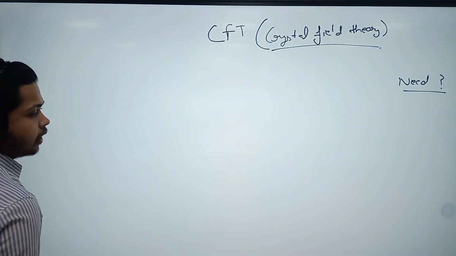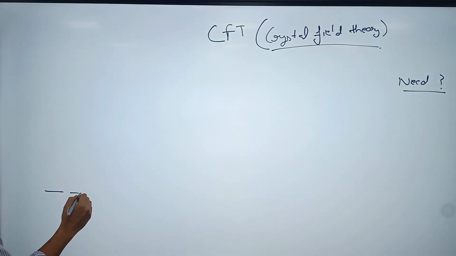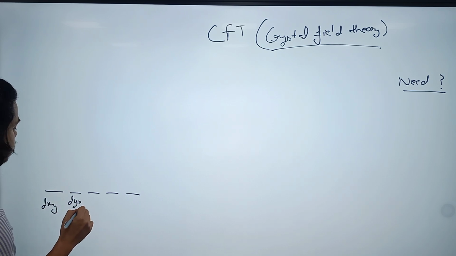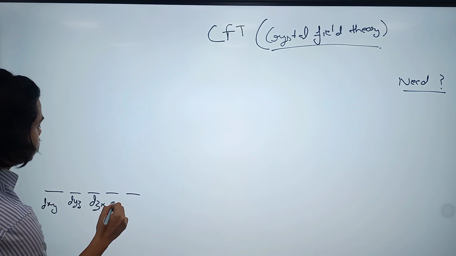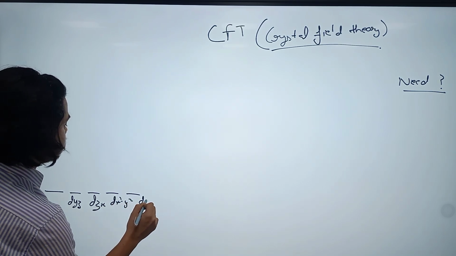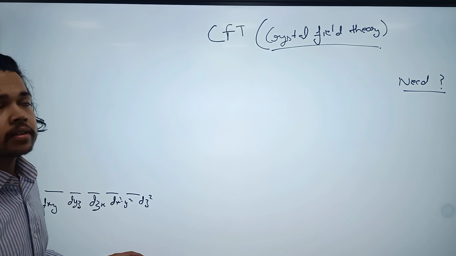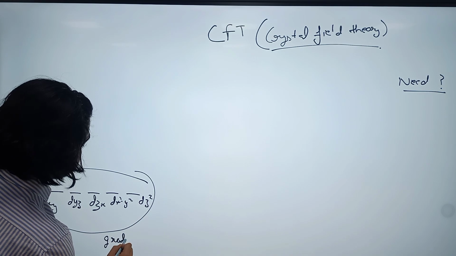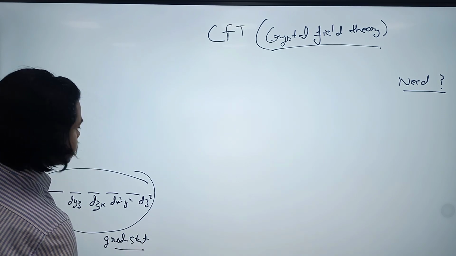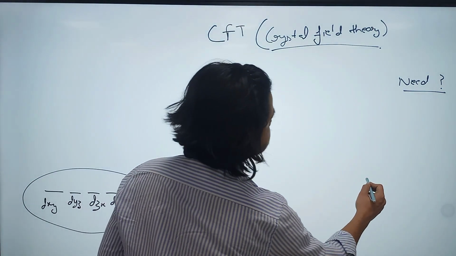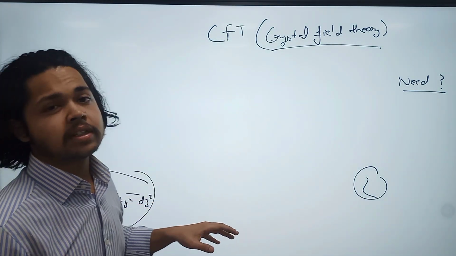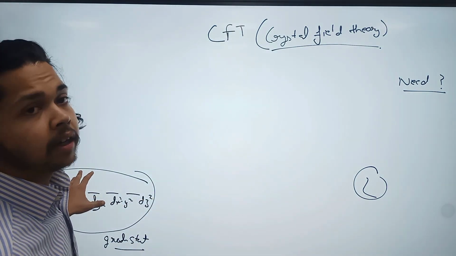Let's consider that initially our metal has five d orbitals, which are dxy, dyz, dzx, dx square minus y square, and dz square. Initially they are all in the ground state. When the ligand is at infinite distance from the metal ion, there is no interaction that will affect these orbitals of the metal.